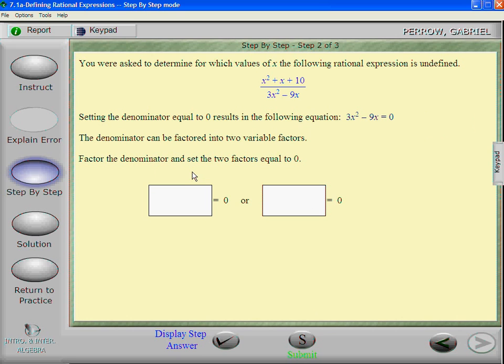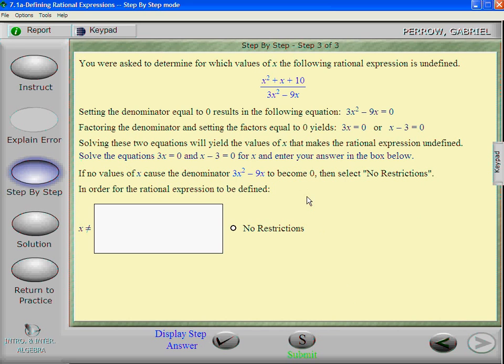And they say, what are the factors? Well, 3 is the greatest common factor. x is the greatest common factor. When I pull that out, divide it away, you're going to be left with x minus 3 in the other factor. So what are my restrictions? Well, if I took this one, I divided both sides by 3, I'd still get 0 as a restriction. And if I added 3 to both sides on this one, I'd end up with 3 as a restriction.